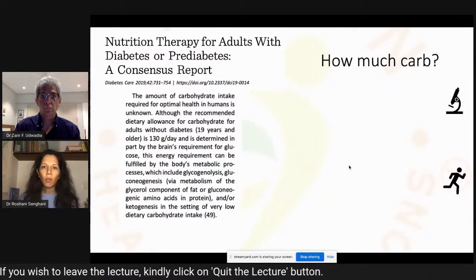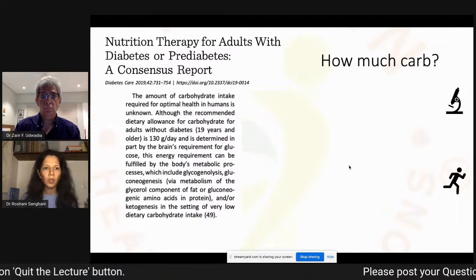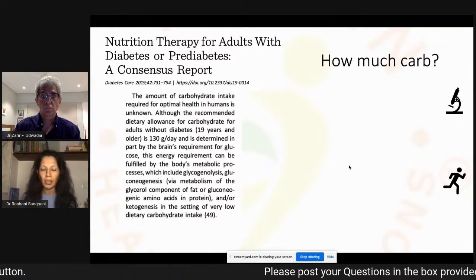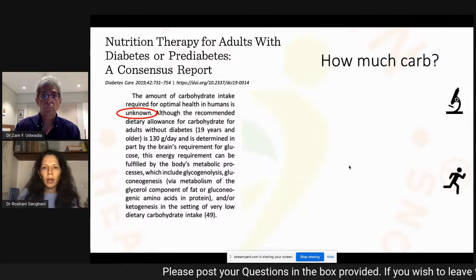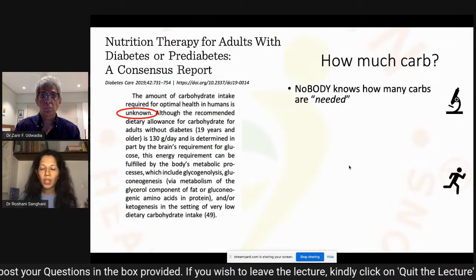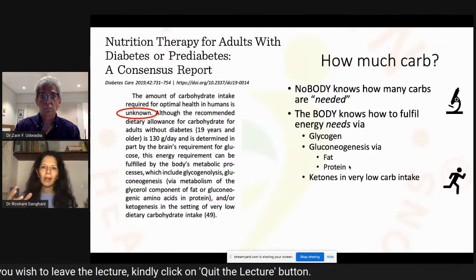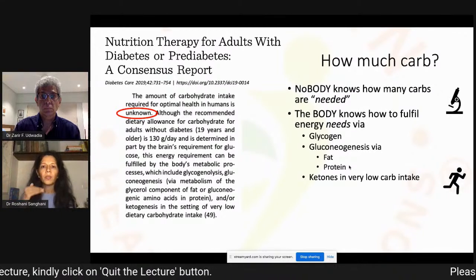So then how much carbohydrate? How low should my carbohydrate go? This is a 2019 document for people with diabetes or pre-diabetes, where the amount of carbohydrate you need is actually unknown. We don't know how much carbohydrate you need. There's actually no number because the body has plenty of mechanisms to create energy from breaking down glycogen, gluconeogenesis.